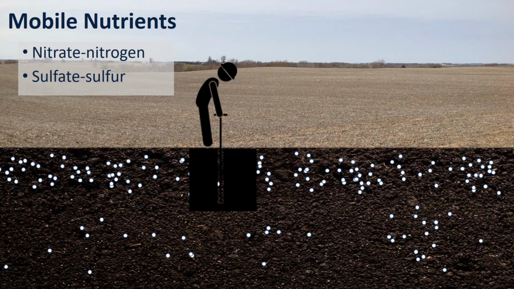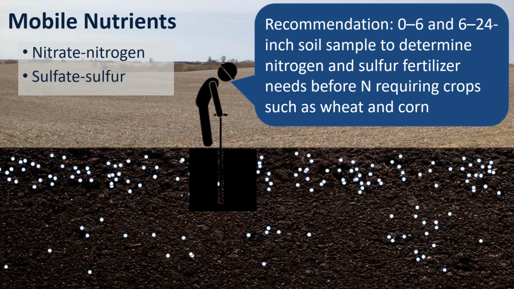This is kind of the recommendation that we have. The recommendation is that we go out and we take a 0 to 6 and 6 to 24 inch soil sample to determine nitrogen sulfur fertilizer needs before a nitrogen required crop, such as wheat and corn.